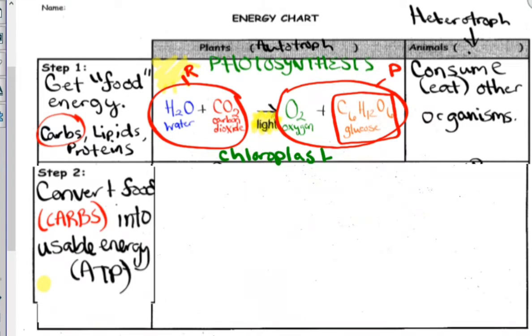So now we're moving on to step 2, which is how we convert food energy. Remember, we're focusing on carbs into usable energy in the form of ATP. Okay, notice this box goes all the way across, and the reason why is because plants and animals both do this process. All living organisms, no matter how you get your carbohydrates, have to convert that into a form that the cell can use. And I'll explain why a little bit later today. But that process is called respiration.